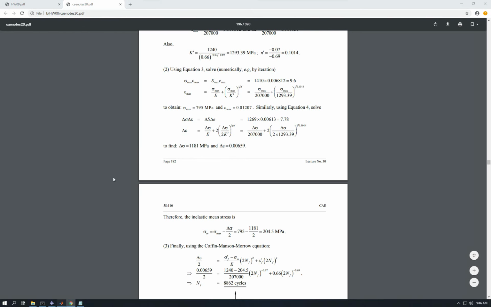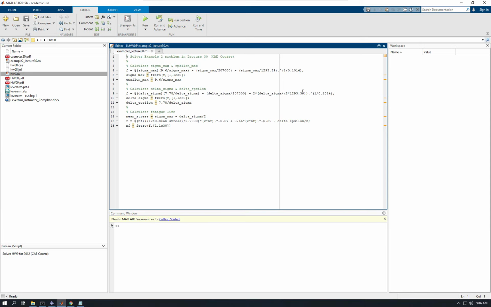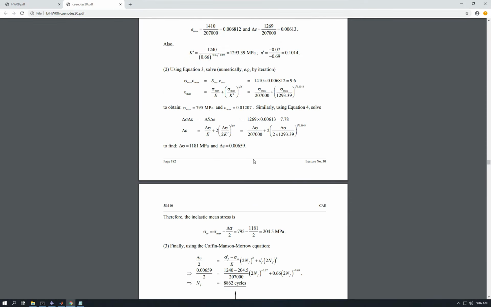So again, using these equations here, this is the same for the second part. You have 2 here, you have 2 here. Just change these values based on your homework. And what you get is values for delta sigma and delta epsilon.